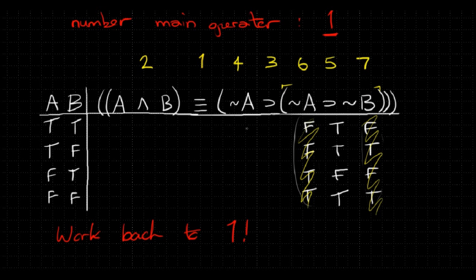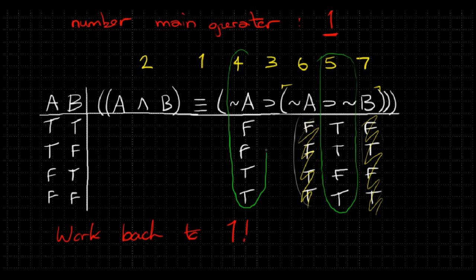Okay, next operation is 4, so not A again, and that's going to be false, false, true, true. Just reversing the truth values in this column here. And now we've got the conditional of not A and this bracket. So the conditional of 4 and 5, if you want to think of it in that way. Right, so we've got 5 being this column, and 4 being this one. So in a way, what we're doing in operation 3 is if 4 then 5, where we've got false, false, true, true, and true, true, false, true.